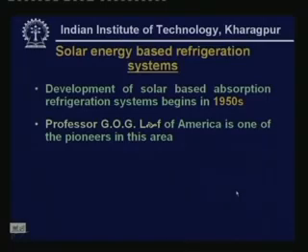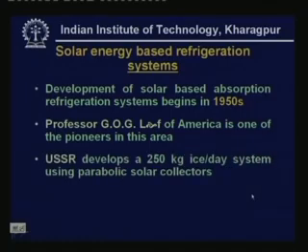Professor G.O.G. Löf of America is one of the pioneers of solar based refrigeration systems. I am just giving you a few examples. The USSR has developed a 250 kg ice per day system using parabolic solar collectors. There are different types of solar collectors. You can have flat plate solar collectors, parabolic solar collectors, and other concentrating type solar collectors. Depending upon the type of solar collector that you use, you get different temperature outputs. So they have used parabolic solar concentrators, and they have built an absorption refrigeration system which could produce 250 kg of ice per day.